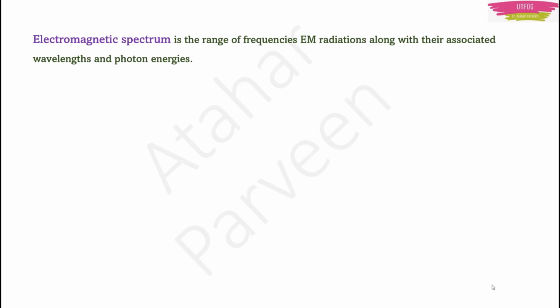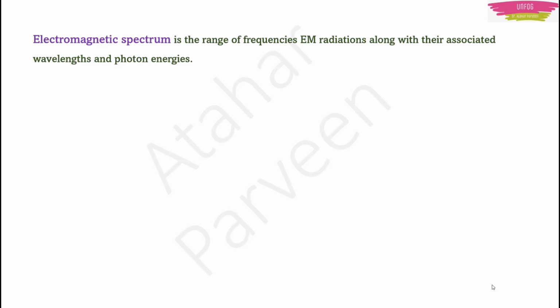Now all these electromagnetic radiations put together, we call it an electromagnetic spectrum. We used to call white light a spectrum. Remember the VIBGYOR? That is a spectrum, right? The group of the lights. In the same manner, the group of all the electromagnetic radiations we call the electromagnetic spectrum.